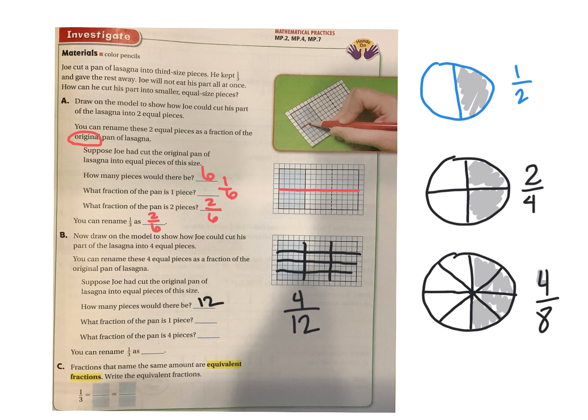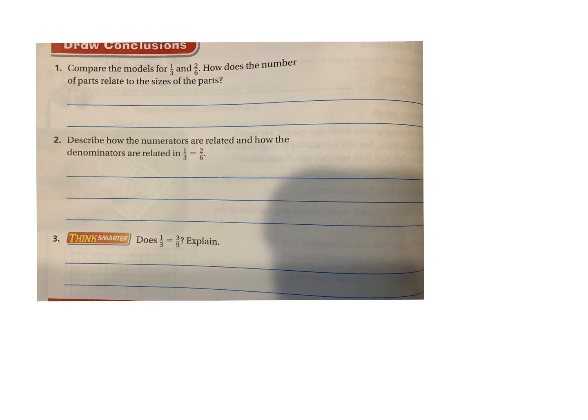What fraction of the pan is 1 piece? 1 out of the 12, right? 1 piece of the new cut up amount is 1 out of the 12. What fraction of the pan is 4 pieces? That's this amount, 4 twelfths. So 1/3 is the same as 4 twelfths. So equivalent fractions is all about the same amount of pie or candy bar or whatever, just cut in different ways. Okay, they want us to draw some conclusions.